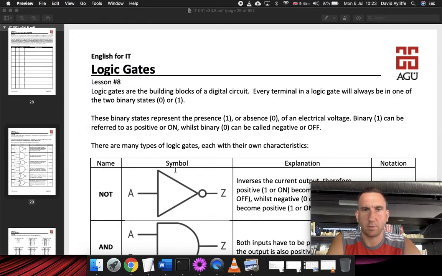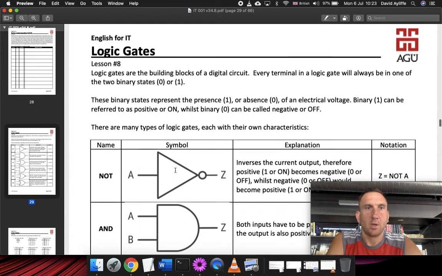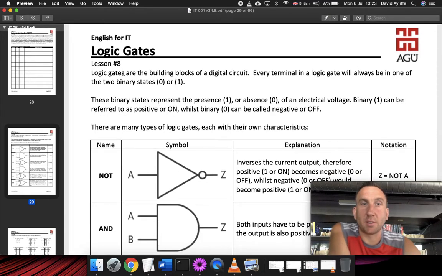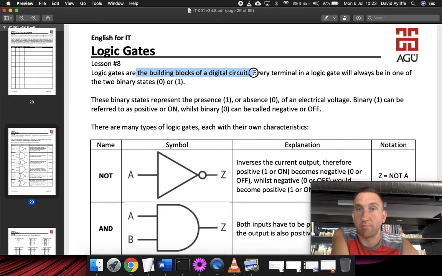Right, okay, so what are logic gates? Well, logic gates are the building blocks of every digital circuit. Every terminal in a logic gate will always be in one of two binary states, okay? Either binary on or binary off, yeah? And these binary states represent the presence of electrical voltage, so binary on, or the absence of an electrical voltage, binary off.